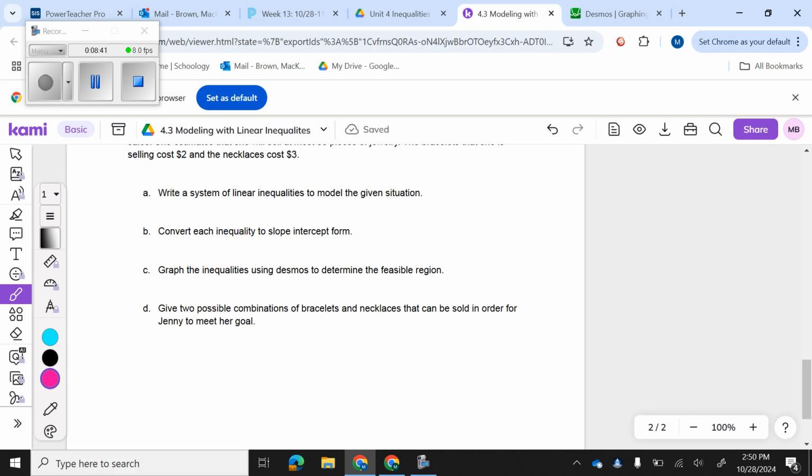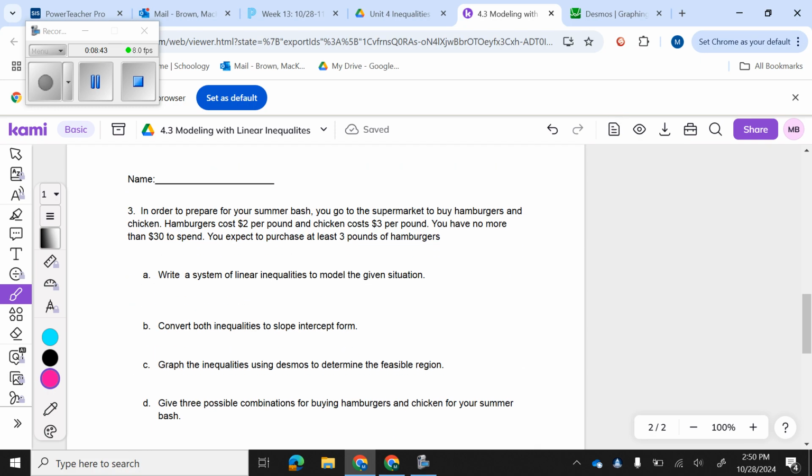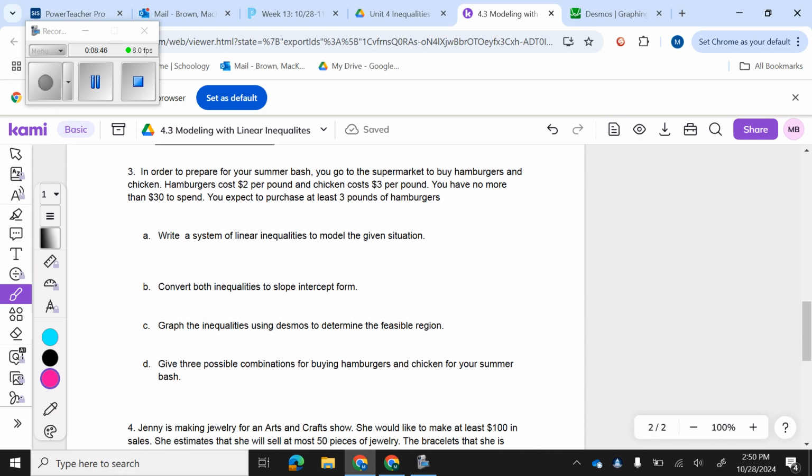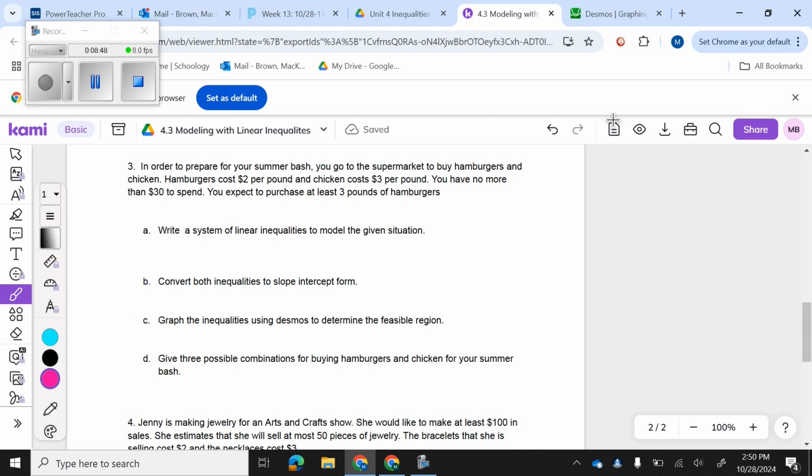All right, two more, and then we are done with these. All right, it says in order to prepare for your summer bash, you go to the supermarket to buy hamburgers and chicken. Hamburgers cost $2 a pound, and chicken costs $3. You have no more than $30 to spend, and you need to purchase at least 3 pounds of hamburgers. This should probably say and chicken.